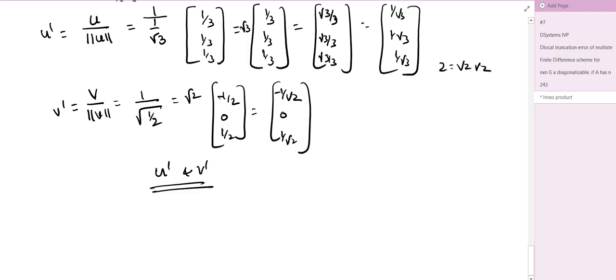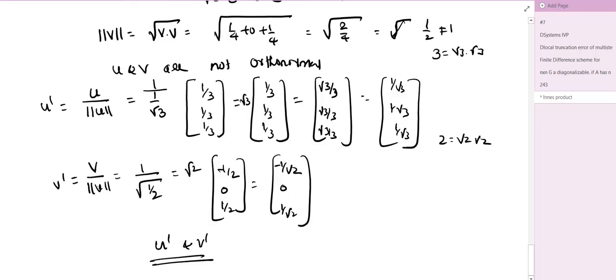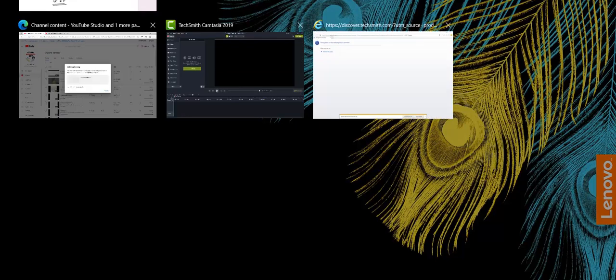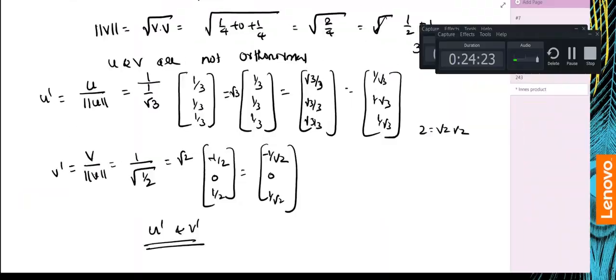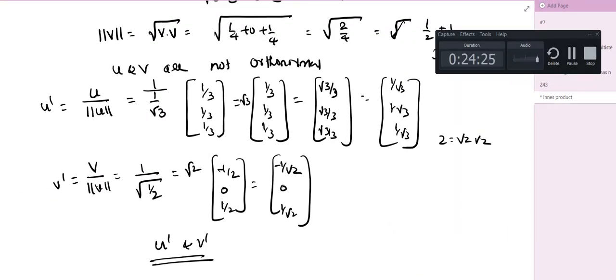This way, if the given vectors are not orthonormal, you can make them orthonormal and then calculate with them. Okay, so this is all about orthogonal and orthonormal vectors. Maybe in the coming videos, we'll see the Gram-Schmidt process of converting non-orthogonal vectors into orthogonal ones.